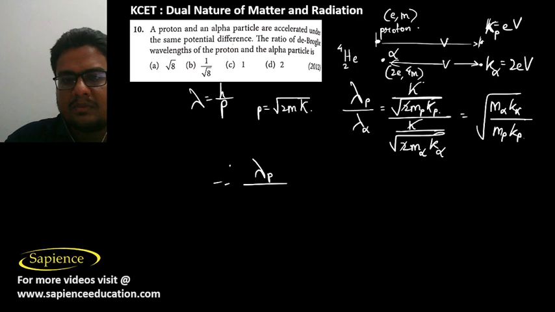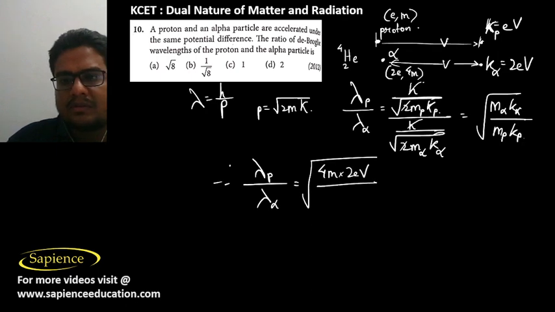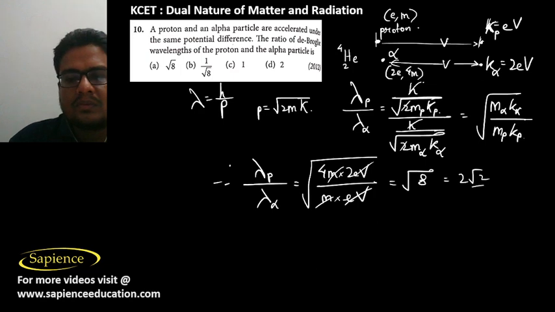Therefore, lambda p by lambda alpha will be equal to root over mass of alpha particle is 4m and kinetic energy is 2eV, divided by mass of proton is m and kinetic energy of proton is eV. So this will be equal to root over 8, equal to 2 root 2. So option A is the correct answer.